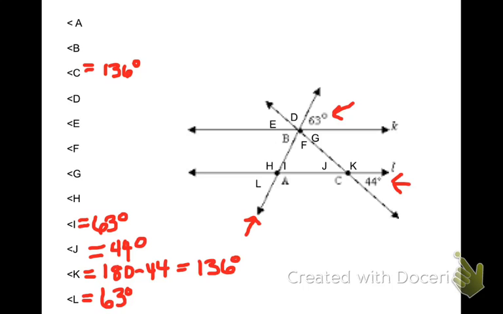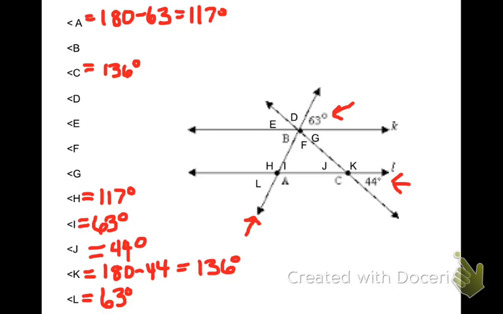So if I go up here to A, 180 minus 63 is 117 degrees. So that's for, it's hard to make that little degree sign. That's for angle A, and it's also angle H. 117 degrees. Okay. Moving on.